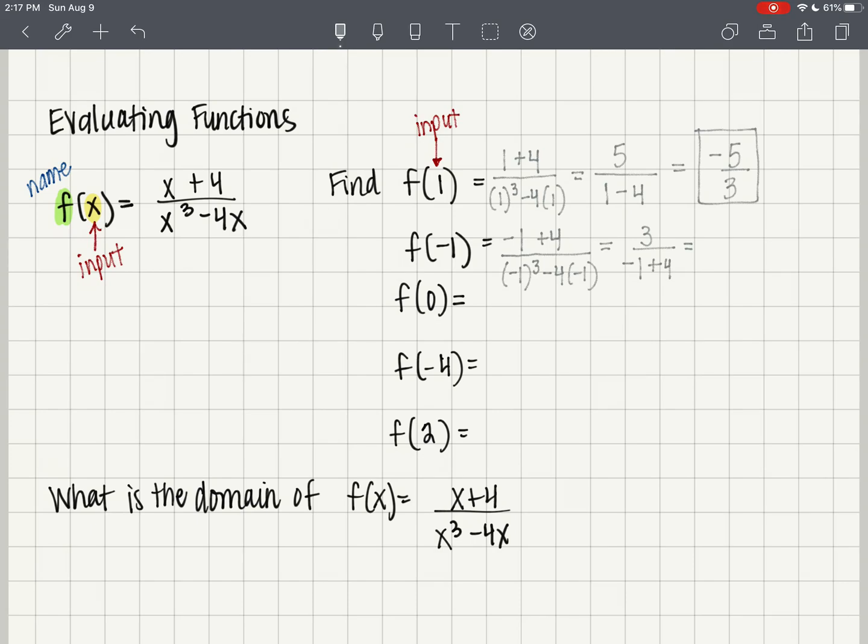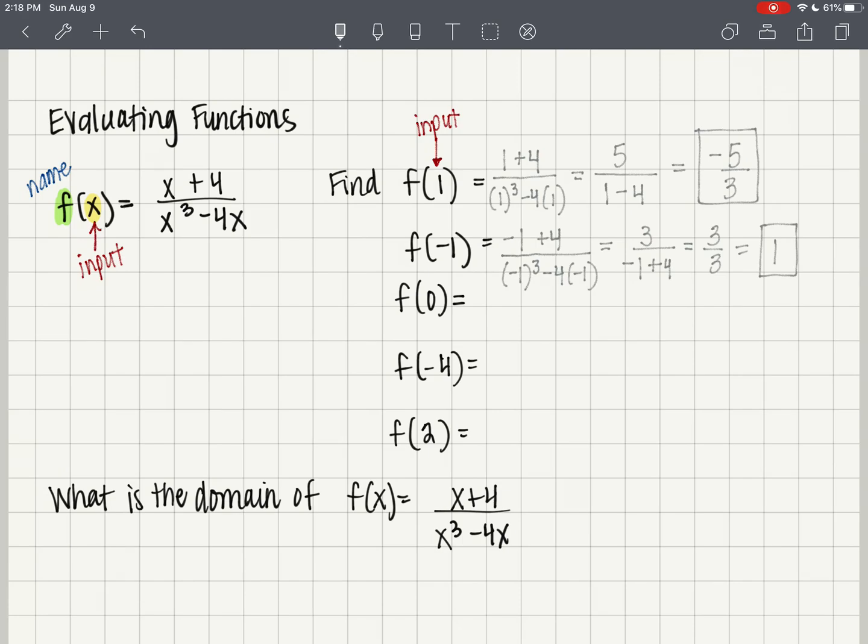Let's make sure I did this right. Negative 1 plus 4 over negative 1 cubed minus 4 times negative 1. And I did. I got 3 over 3, which is 1. When the fraction goes away, sometimes it's too good to be true. I step back and I make sure that I've got it right and I didn't make a mistake.